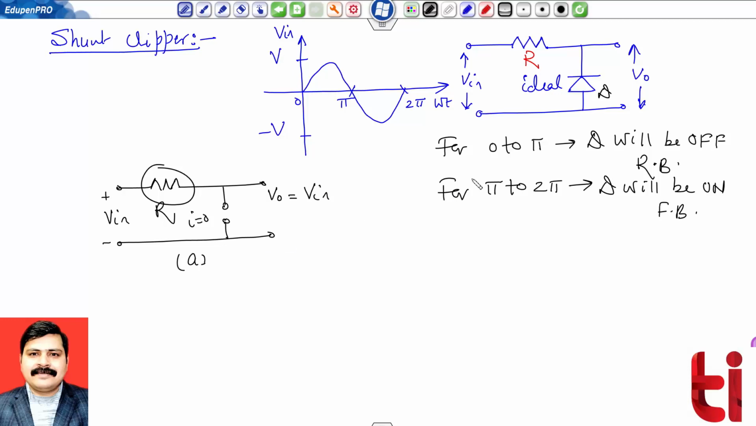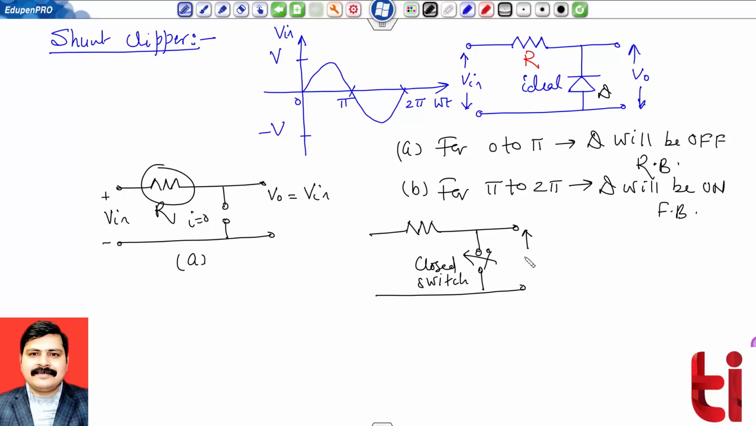This is the first case, for the positive half cycle, and for the negative half cycle now my diode will be on, so it will be replaced by a closed switch. As we have considered the ideal case, an interesting part over here is we are measuring the output across the diode and it will be 0 because a closed switch behaves like a short circuit.